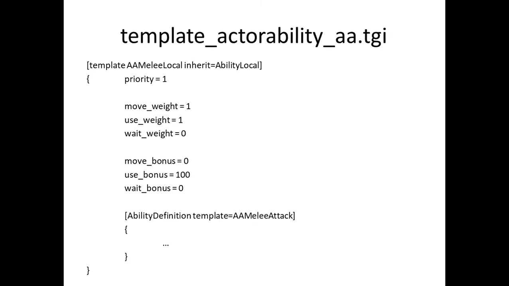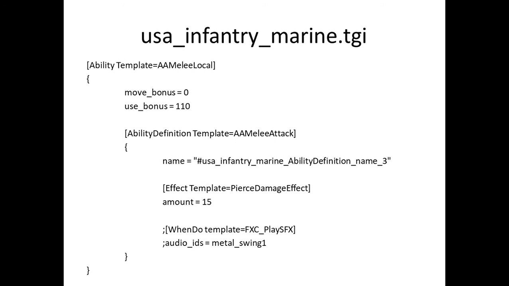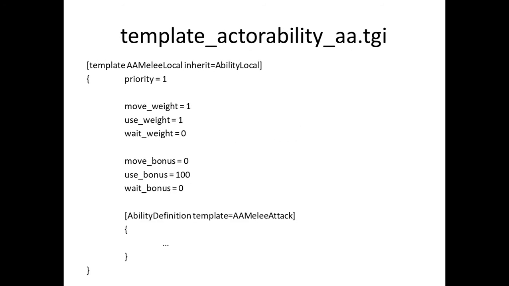Now, this is the template which that ability inherits from. It's a little bit curious, actually, that the developers of Axis and Allies even put in custom values in the Marines bayonet attack to begin with, because the melee local ability, which it inherits from, has essentially the same values. Move bonus 0, use bonus slightly lower, but pointlessly so. And weight bonus is also 0.